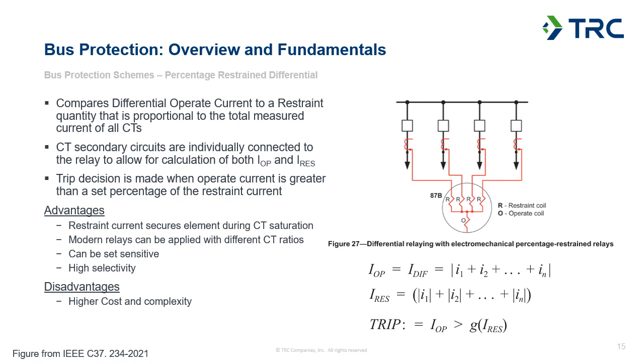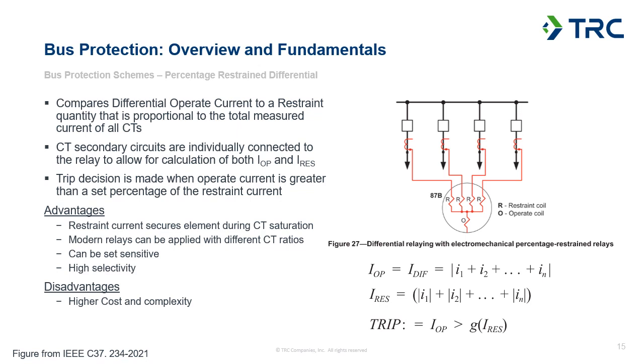Because you've secured the element using the restraint quantity, you can also set the operate to be set very sensitively. So you can set the element to respond to a very low magnitude of differential current for certain conditions. If you've got a bus with a relatively low fault current magnitude, this scheme can generally be used to provide the sensitivity you may need.